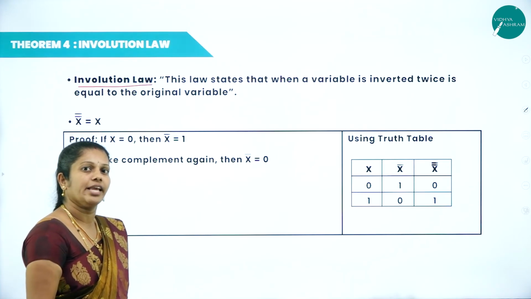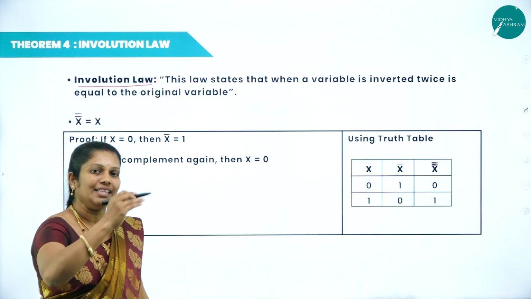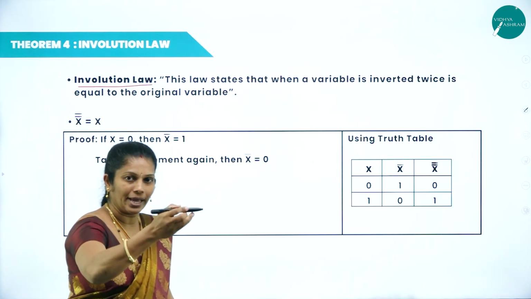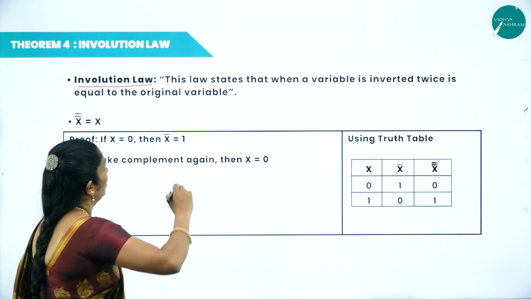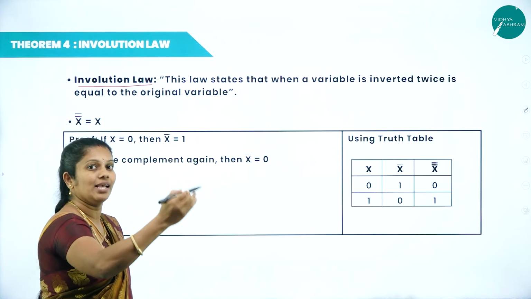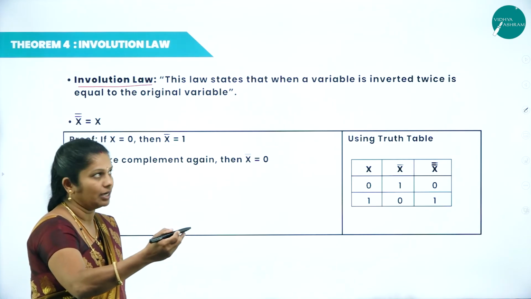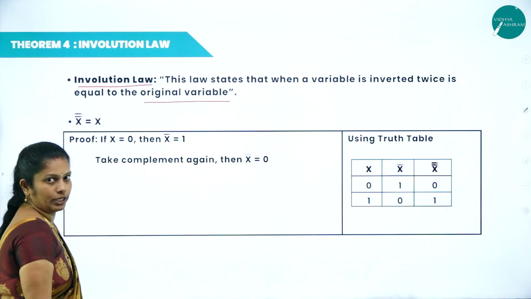Next we will move on to the next one, the involution law. What do you mean by this involution law? This involution law states that when any variable is complemented twice, then we are getting the same variable once again. It states that when a variable is inverted twice, then it is equivalent to your original value only.